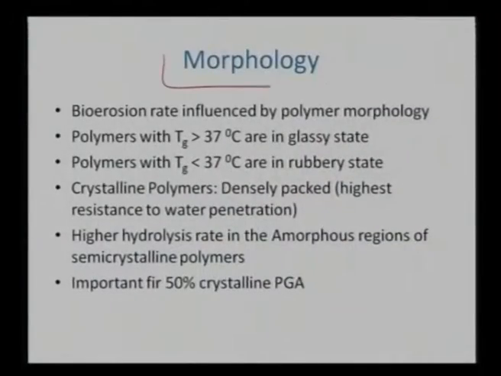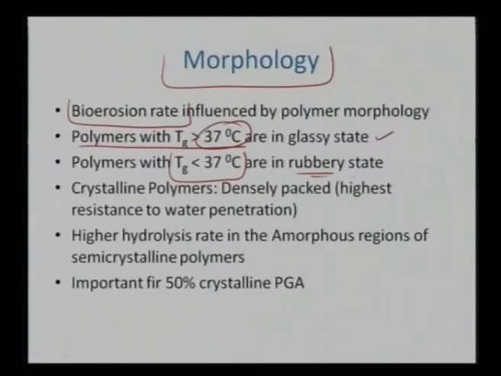Yes, so apart from the overall backbone structure or the chemical nature of the material, and apart from its hydrophobicity, morphology is also very critical in terms of dictating the bioerosion rate which is occurring in degradable polymers. Like in certain cases, polymers which have a Tg much greater than 37 degrees centigrade are in the glassy state, and this 37 degrees centigrade is important because that is the human body temperature. So polymers with a Tg lower than 37 degrees centigrade will be more in a rubbery state.